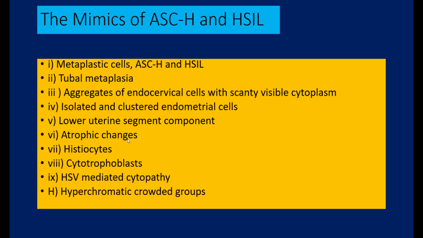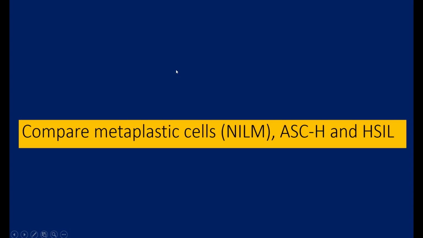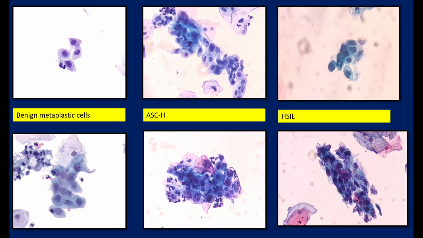Right. So what are the mimics of ASC-H and H cell? These are some of the differentials that we should consider. So this is the list. Let's look at them one after the other. The first one, of course, is to differentiate between benign metaplastic cells, ASC-H and H cell. So compare metaplastic cells, ASC-H and H cell. So these are benign metaplastic cells.